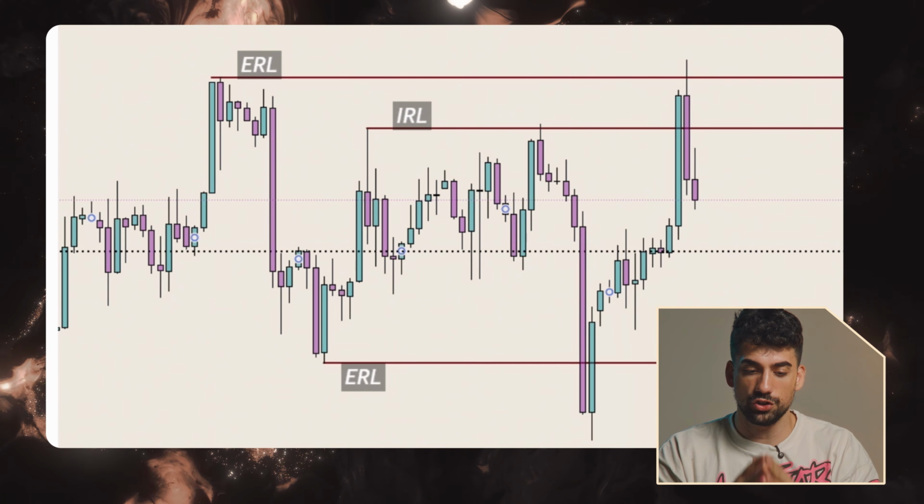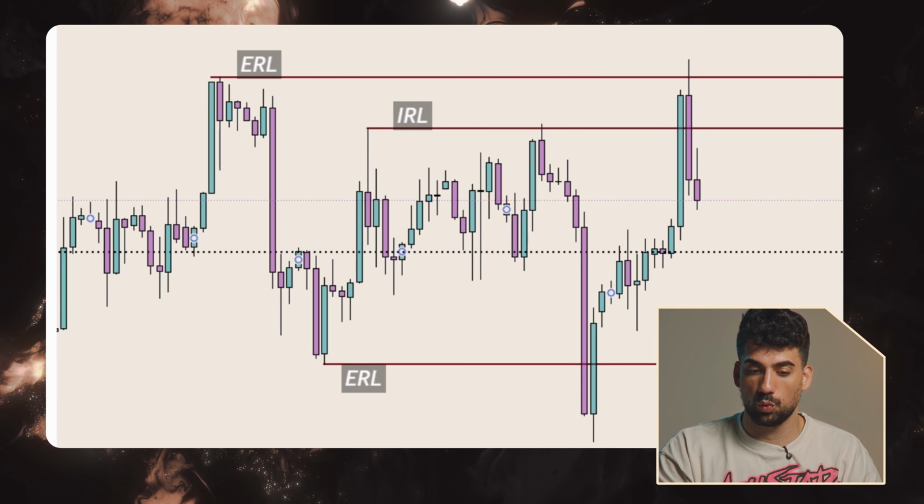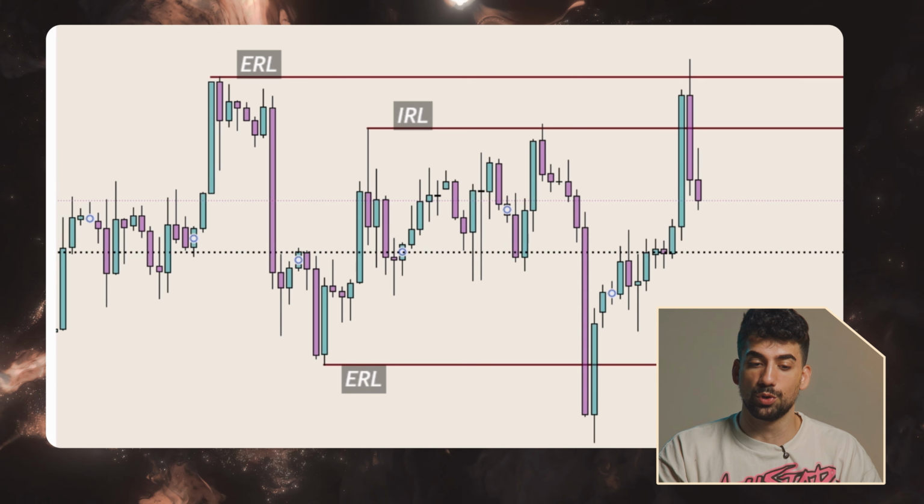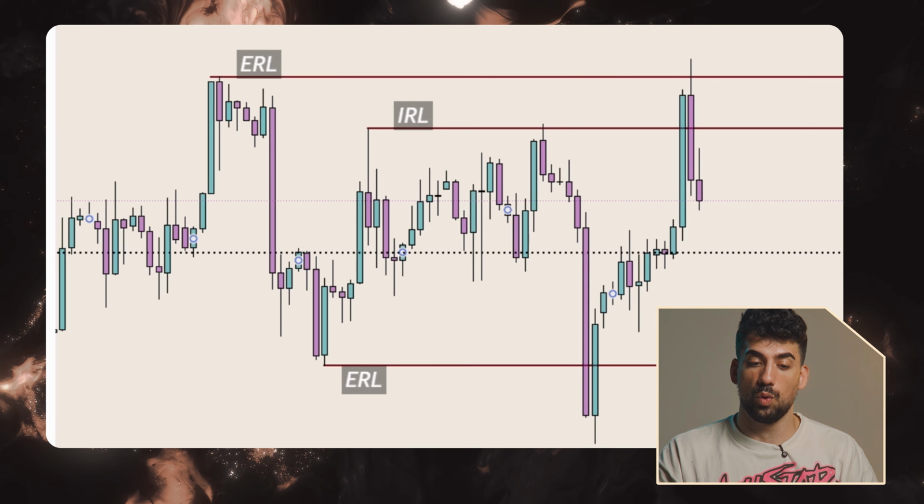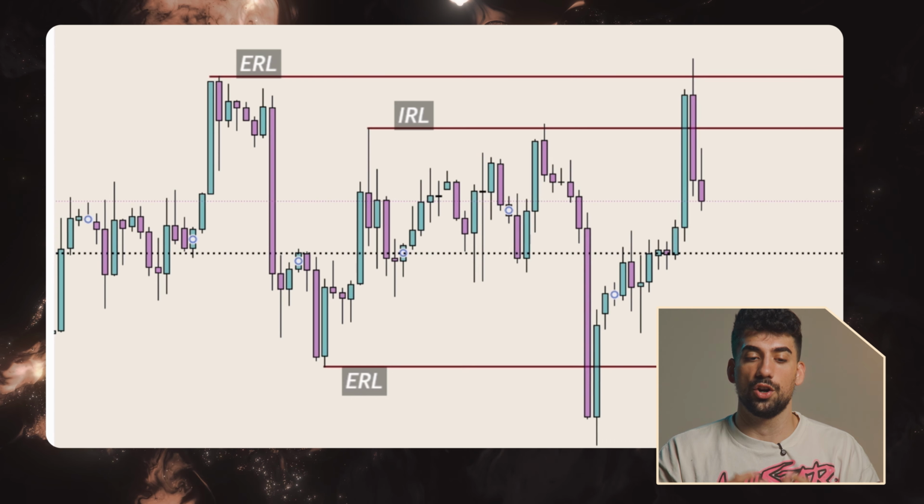You can see on this larger time frame we have price go sideways. Our external range liquidities become the highs and lows that are outside our range, while our internal range liquidity becomes the highs and the lows that are within the range.